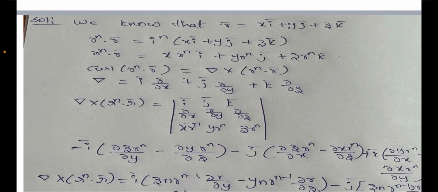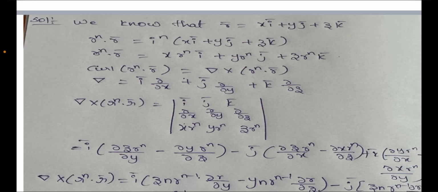That implies curl of r power n r bar equals del cross r power n r bar. That implies del equals i bar dou by dou x plus j bar dou by dou y plus k bar dou by dou z. That implies del cross r power n r bar equals the determinant of i bar, j bar, k bar; dou by dou x, dou by dou y, dou by dou z; x r power n, y r power n, z r power n.